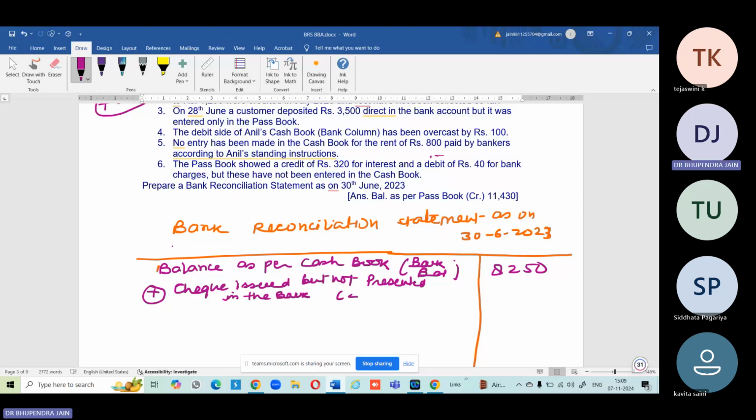In the bank. 8,000 minus 5,800, so the remaining 2,200 we will add to the bank balance in the cash book.